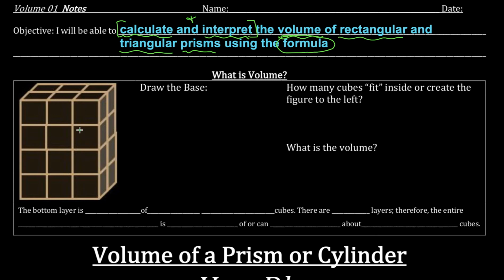And before we do that, let's answer this question. How many cubes fit inside or create the figure to the left? So this is a rectangular prism. Let's see how many cubes it would take. 1, 2, 3, 4, 5, 6, 7, 8, 9, 10, 11, 12. I see 12 in this first layer, this front part. But there's also a back portion. So there's like 24, right? I think there's 24 cubes.